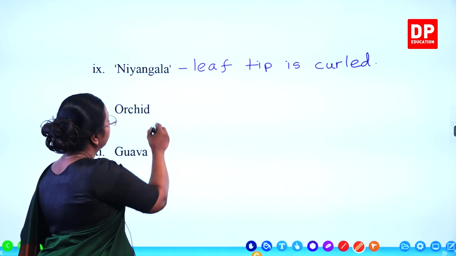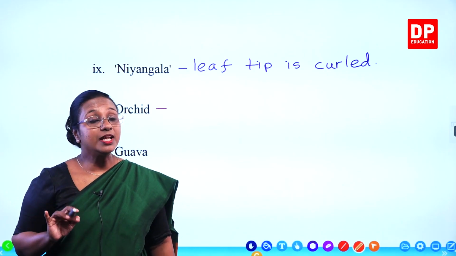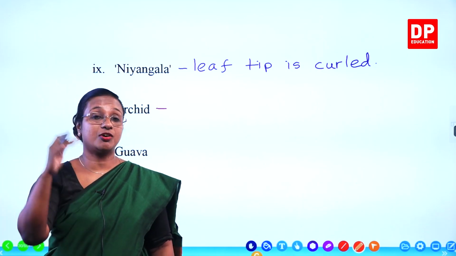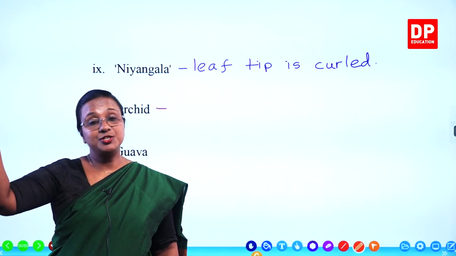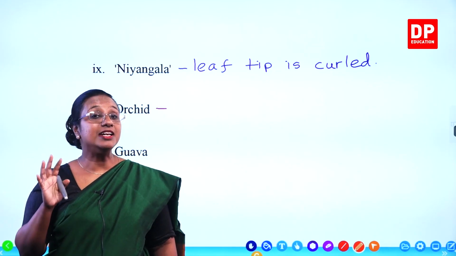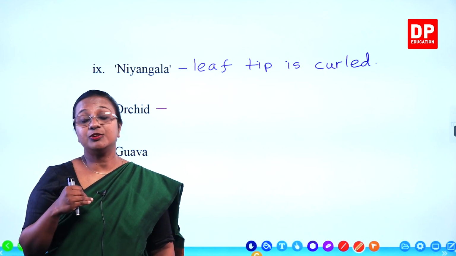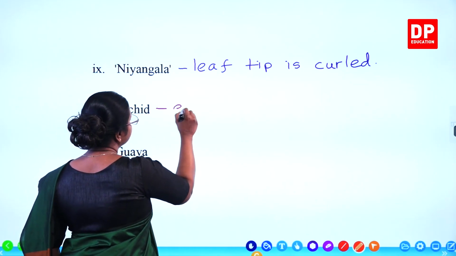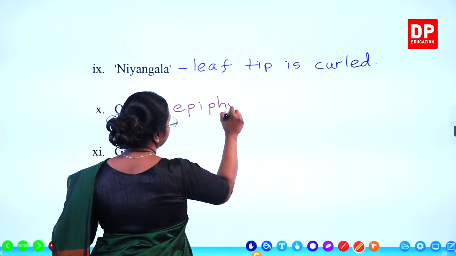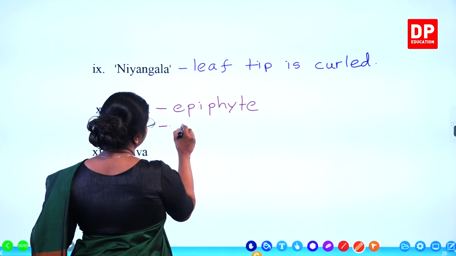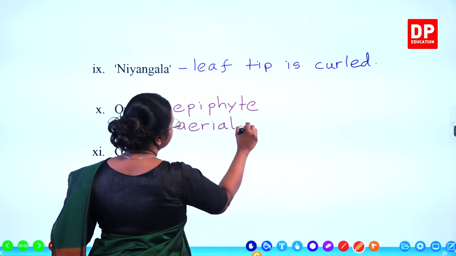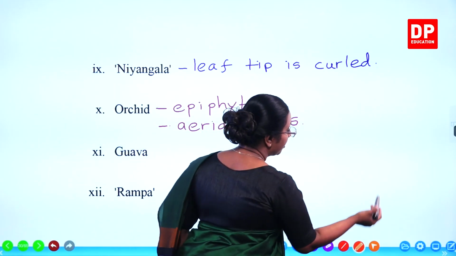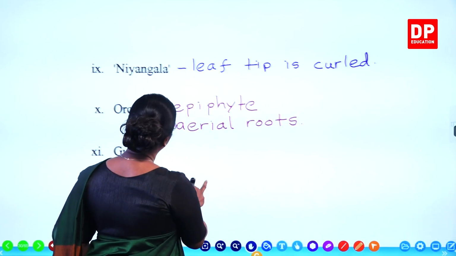Then we have orchid. Now this has few adaptations. What type of a plant is orchid? It is an epiphyte. So it grows at a high elevation on a support or on a branch of a tree, a tall tree. And because of that, it cannot root into the soil. So what does it have? It has aerial roots. So one thing, this is an epiphyte. And also it possesses aerial roots. What is the function of the aerial root? To absorb moisture from the atmosphere.